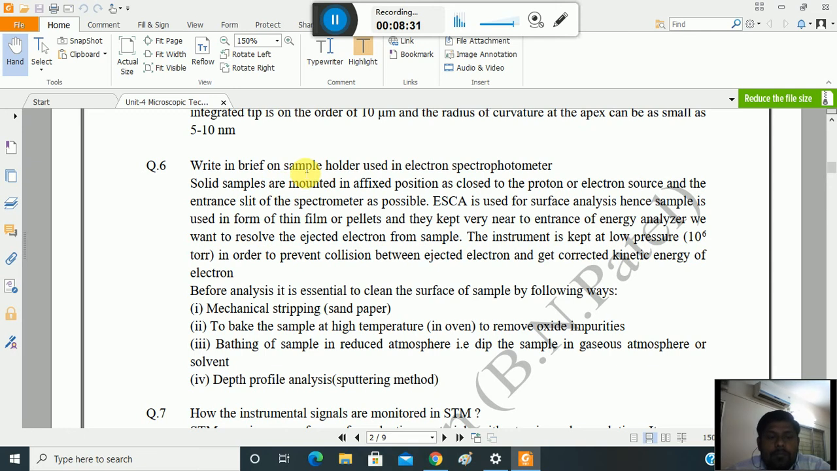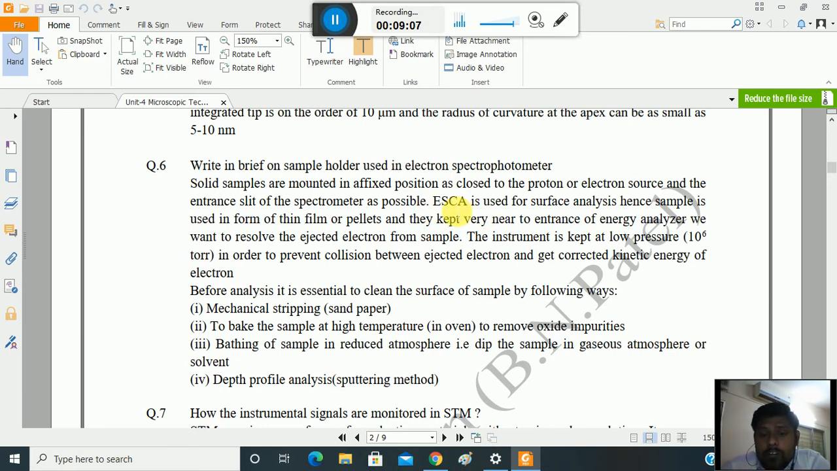Write a brief on the sample holder used in electron spectrophotometry. Those are small, short questions with 2 marks weightage. You know the function of a sample holder, that means the device that can hold the sample for analysis. Here in the electron spectrophotometer, the solid samples are mounted in a fixed position as close to the proton or electron source and the entrance slit of the spectrophotometer as possible. It is directly used. There is no sample holder required for solid samples.